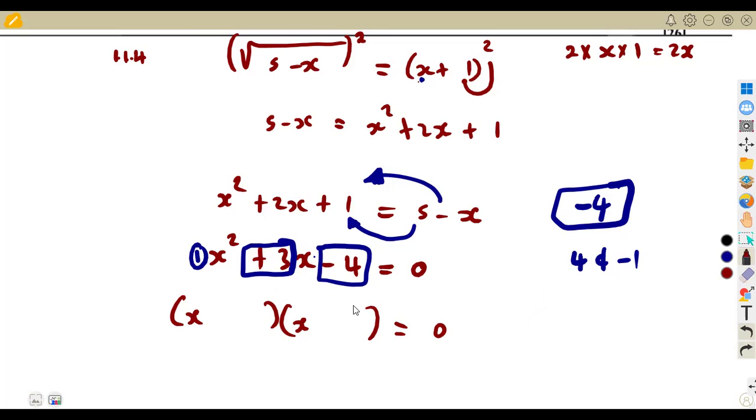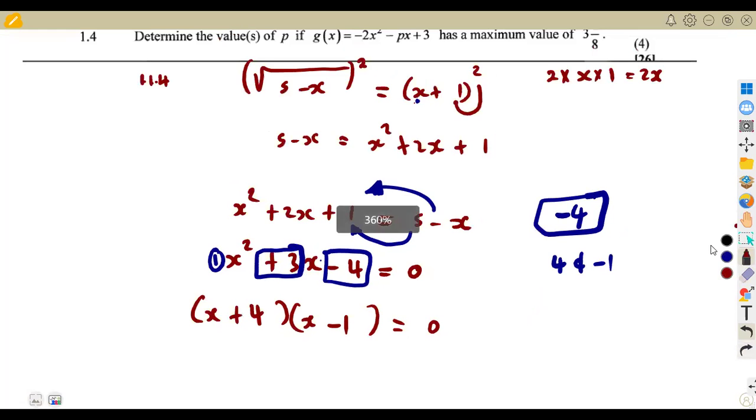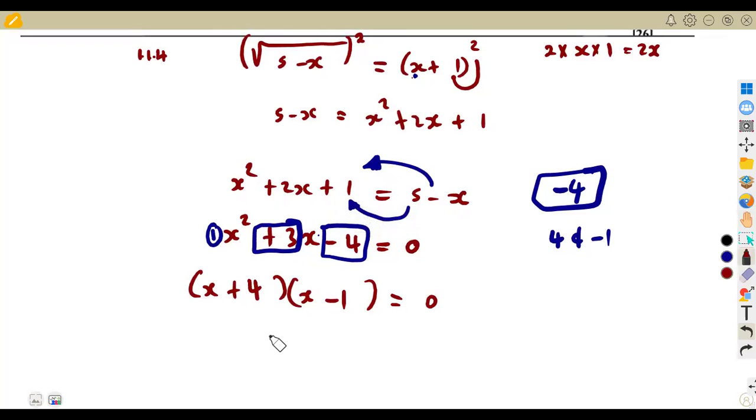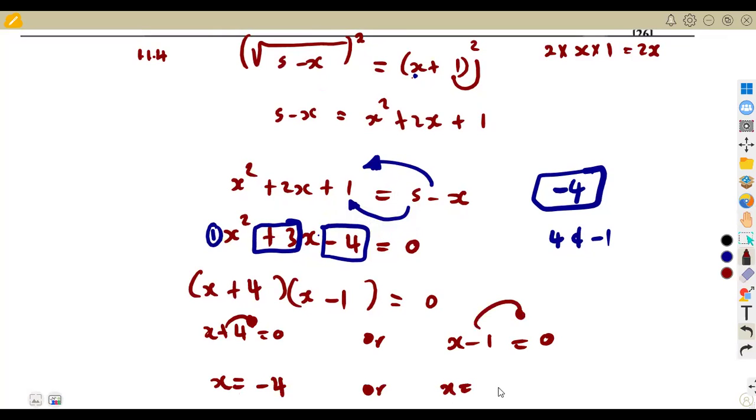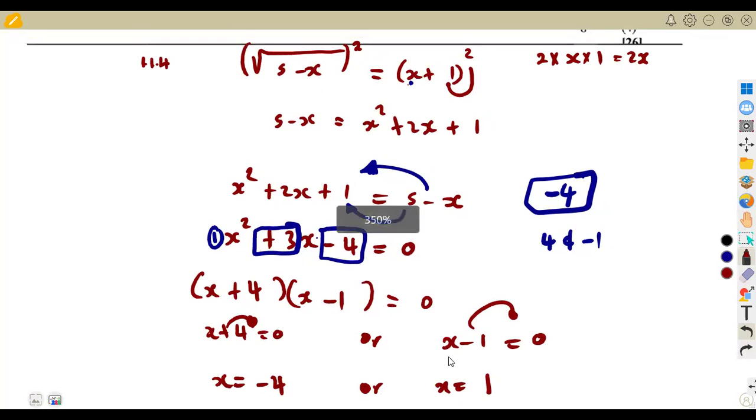A positive 4 and what? A negative 1. So what does it mean? It means one of these brackets must be equal to 0 from the zero concept. It means either the bracket of x plus 4 must be equal to 0 or the bracket of x minus 1 must be equal to 0. So x will be equal to what? Transpose this. That will be a negative 4. Or x is going to be, transpose this, that will be a positive 1. And we need to test our values. Is this part satisfying our inequality?